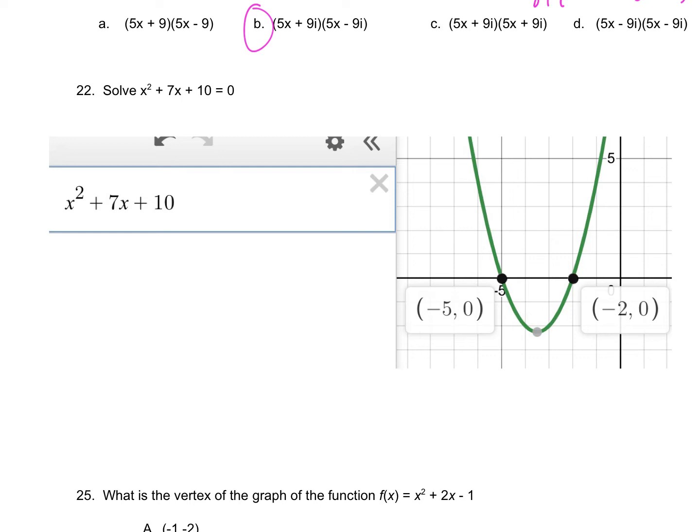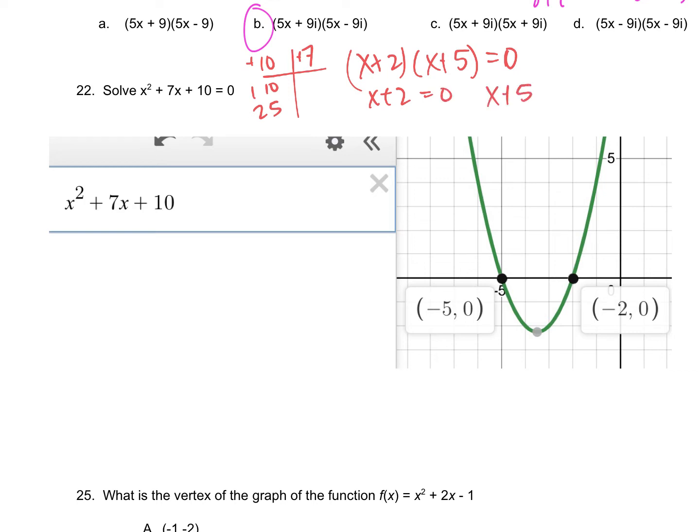Okay, so on number 22, we have to solve this. We can solve it by factoring. So if you remember factoring, we're looking for things that multiply to give us 10, but add up to give us 7. Everything is positive, so 1 and 10, or 2 and 5. That gives us x plus 2 times x plus 5 is equal to 0. Then we would set each factor equal to 0 by the zero product property. And so I subtract 2 and I get x equals negative 2, and this would be negative 5. So I could solve it that way.